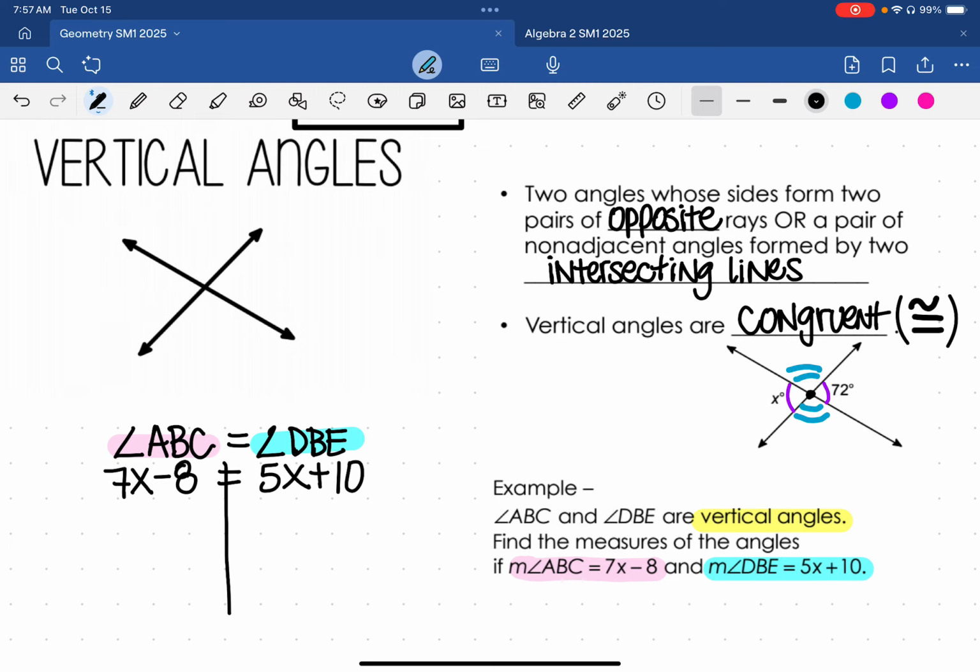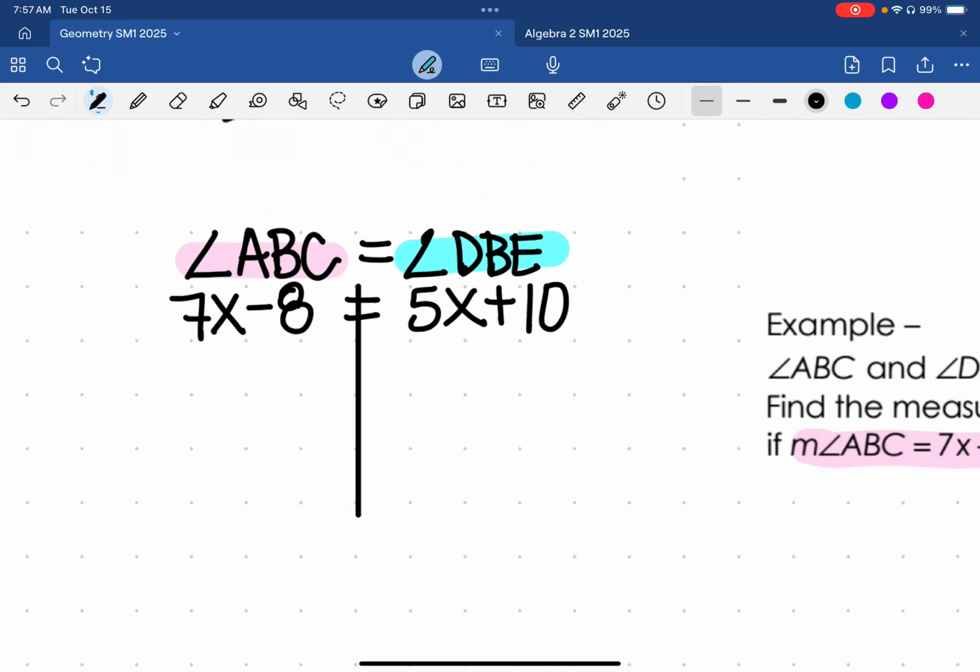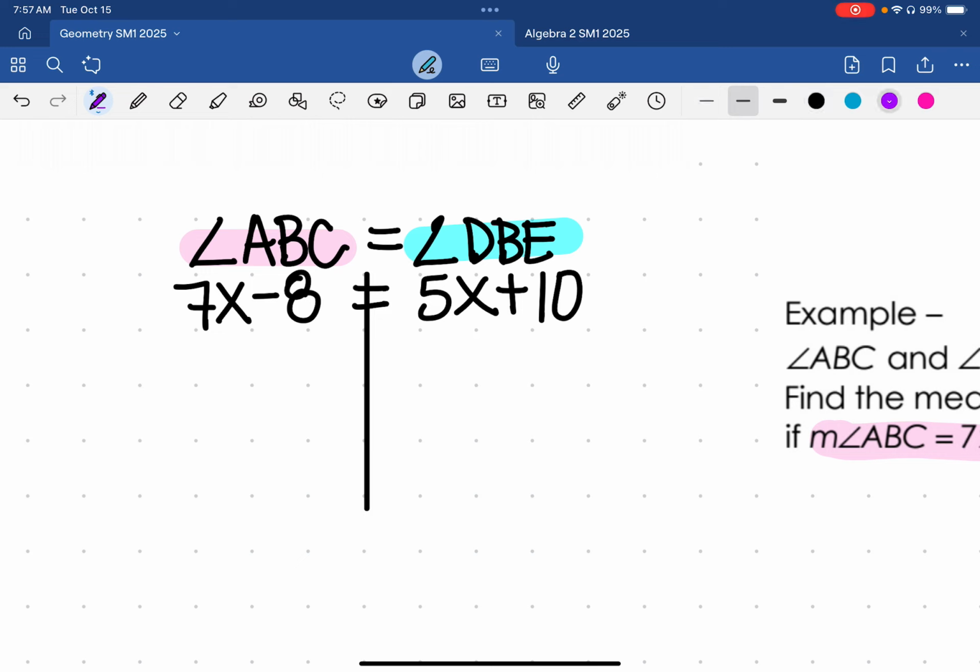And let's solve this problem. Let me go ahead and zoom in for you. This time I notice that I have an X on both sides. This time I cannot add them together because they're on opposite sides.